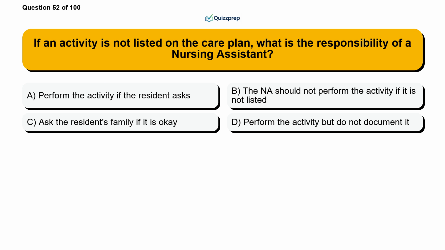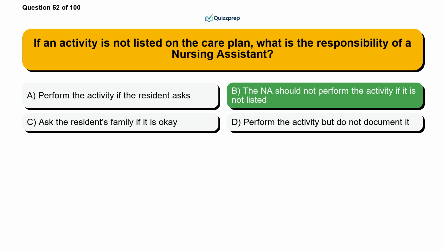Option A, perform the activity if the resident asks. Option B, the NA should not perform the activity if it is not listed. Option C, ask the resident's family if it is okay. Option D, perform the activity but do not document it. The correct answer is option B, the NA should not perform the activity if it is not listed.